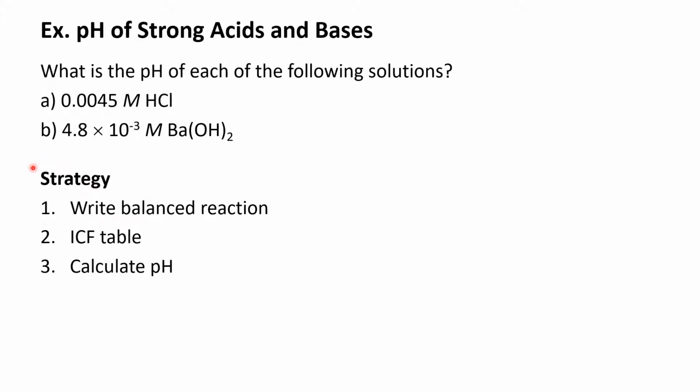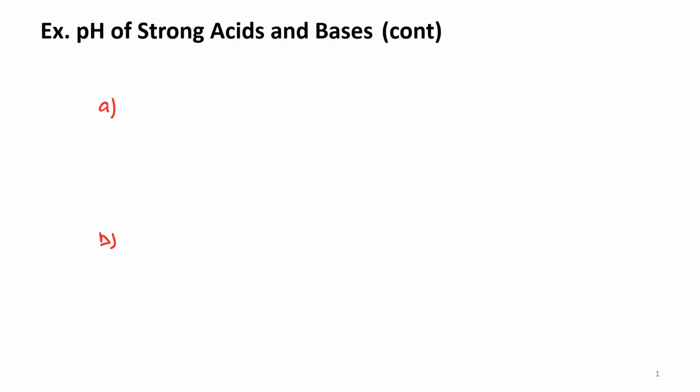In each case, the strategy will be first to write the balanced chemical reaction, and in this case, they're acid-base reactions. Second, to write the initial change and final concentration table for the reaction. And then using this table, we can then calculate the pH. The first step is to start with a balanced chemical reaction. Since we know that hydrochloric acid is a strong acid, it will dissociate completely. And so we get HCl dissociates completely to H plus and Cl minus.